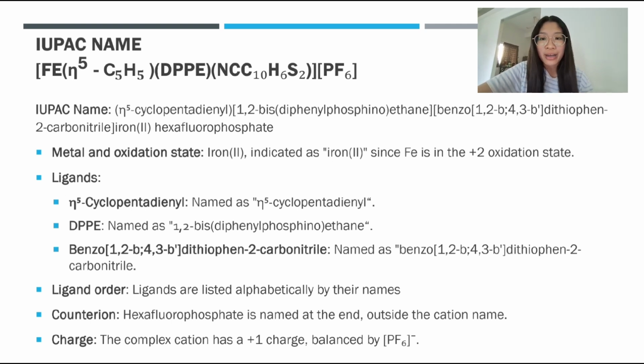And last we have the counter ion, which is the PF6, the hexafluorophosphate. It is an anion, so we need to put it after the cation. The overall charge is balanced because the metal complex is +1 and the PF6 is -1. So the whole complex is neutral now.